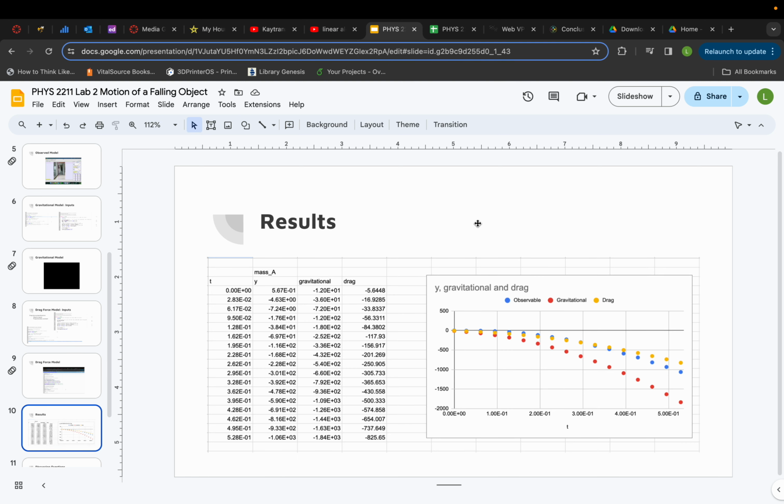So, results. How do these three models compare? As you can see in the blue, the observable model has an arc-like trajectory. In the red is gravitational, in the yellow is drag force, and as you can see, drag force is much more comparable to the observable model than is the gravitational. And this is true because in real life, air particles resist the motion of a falling object, and therefore it closely resembles the observable model.